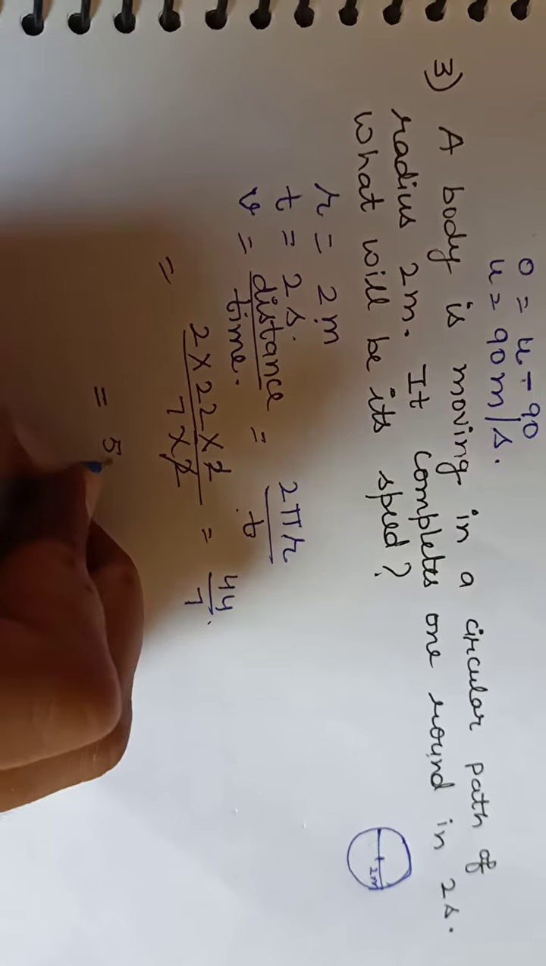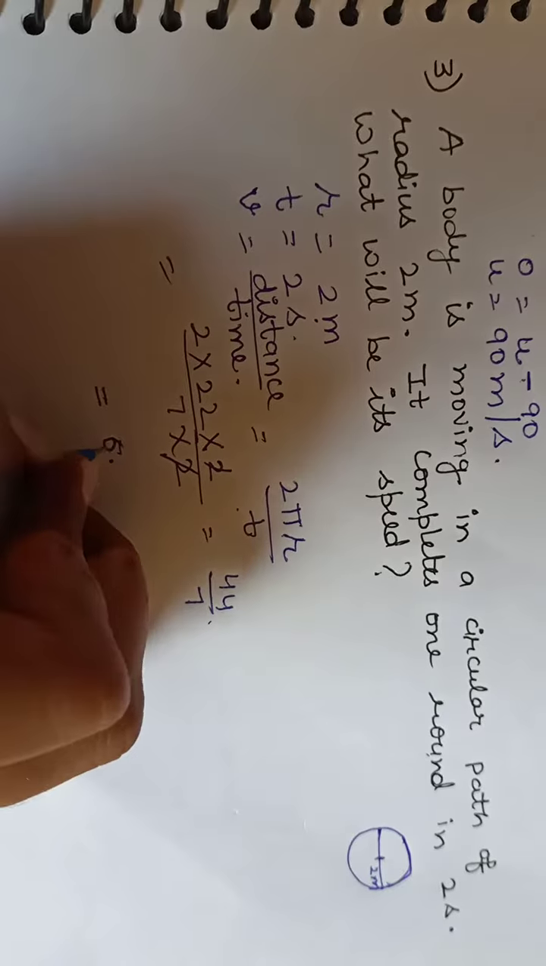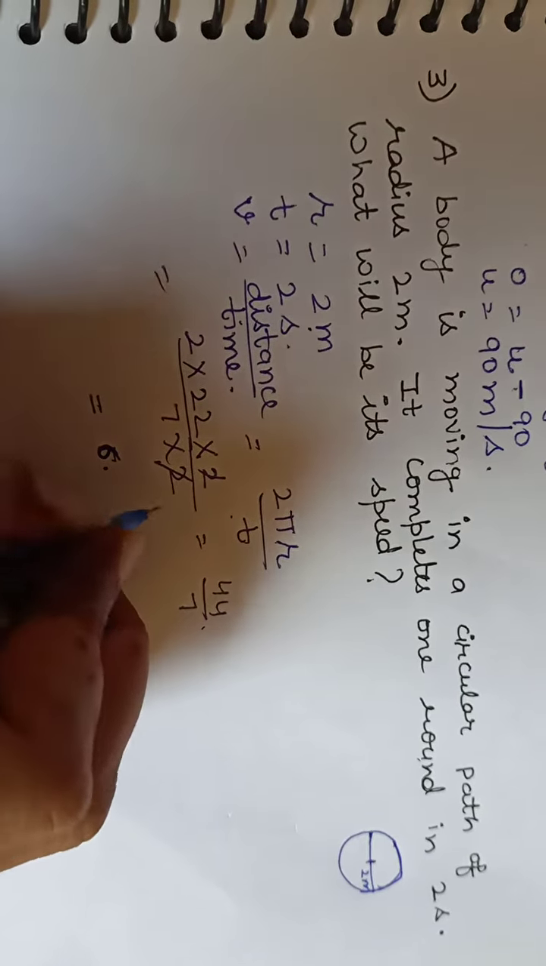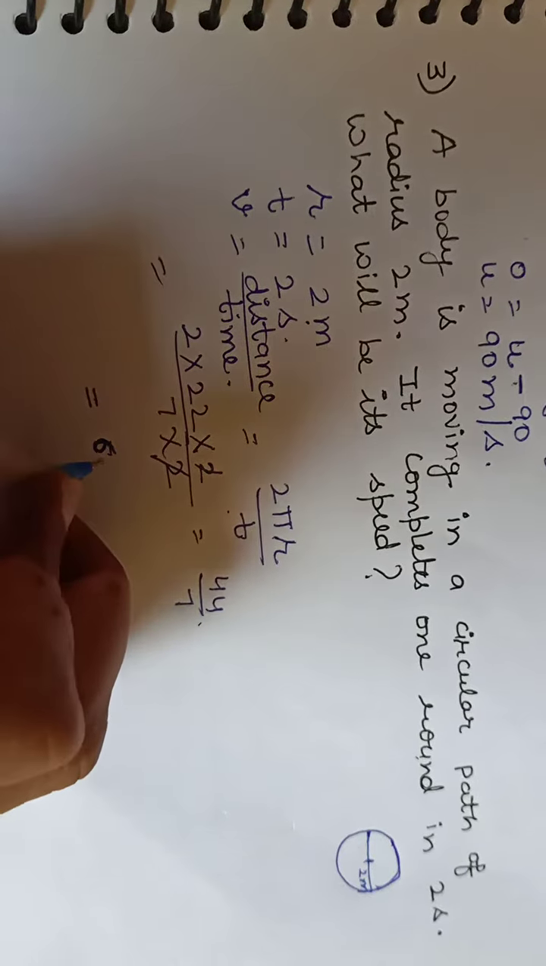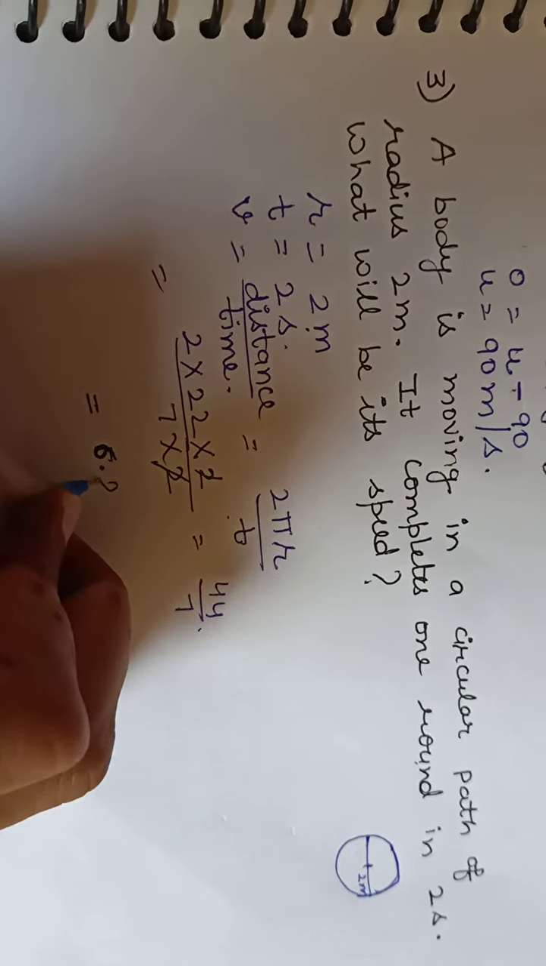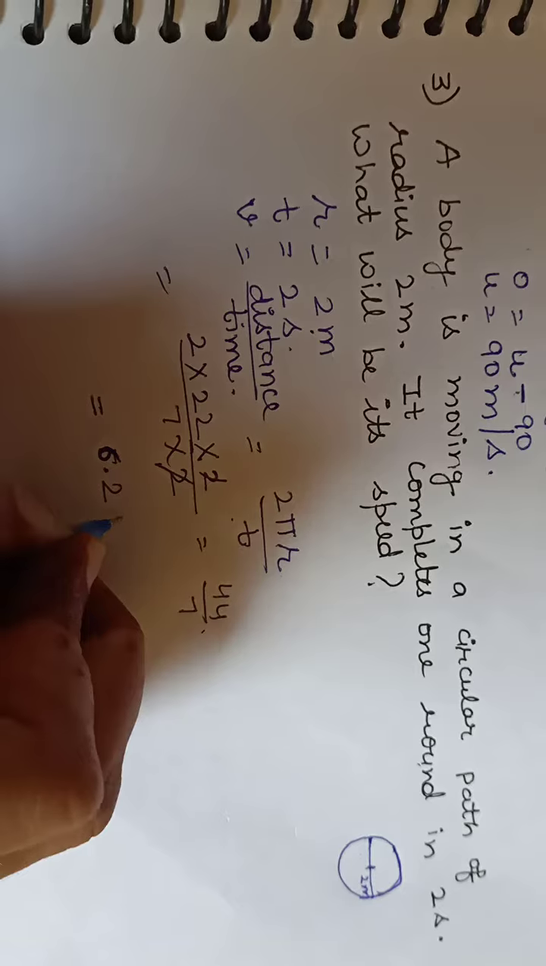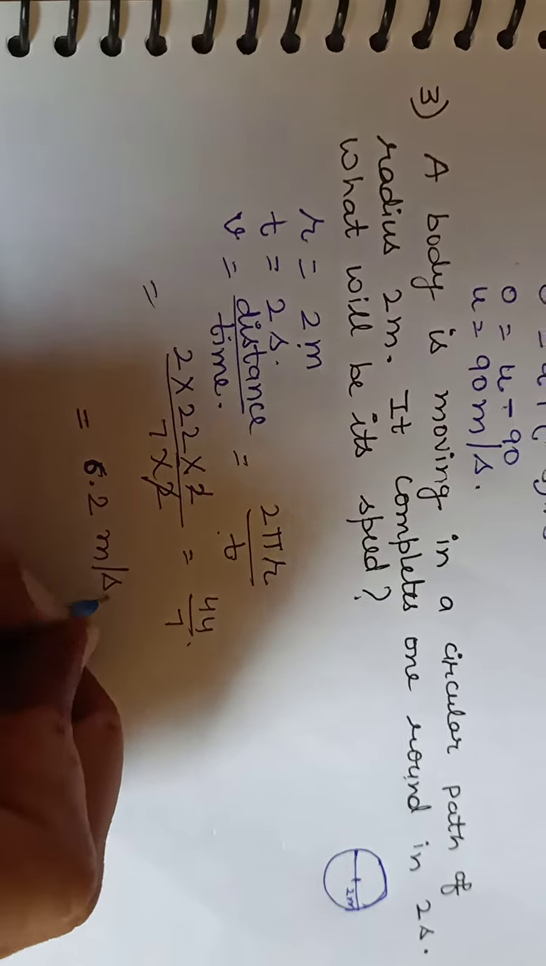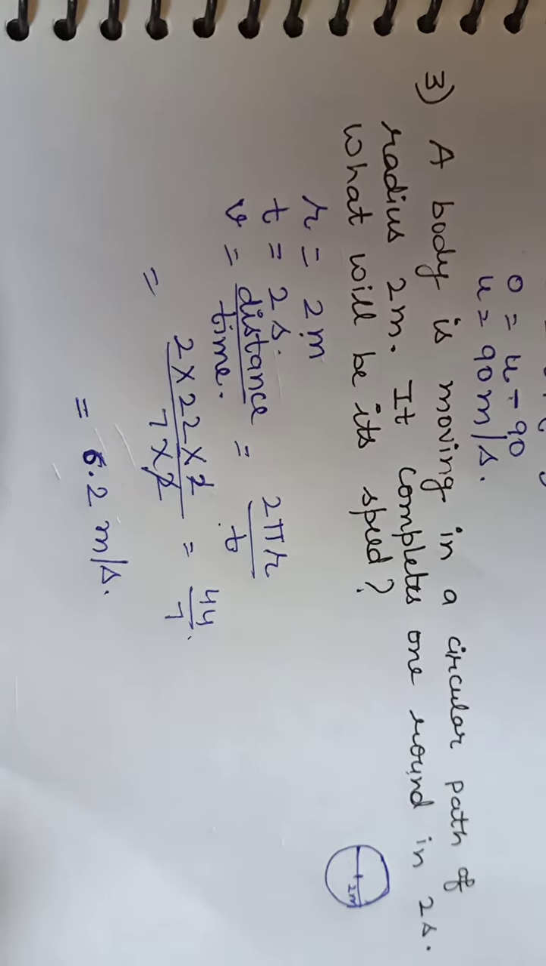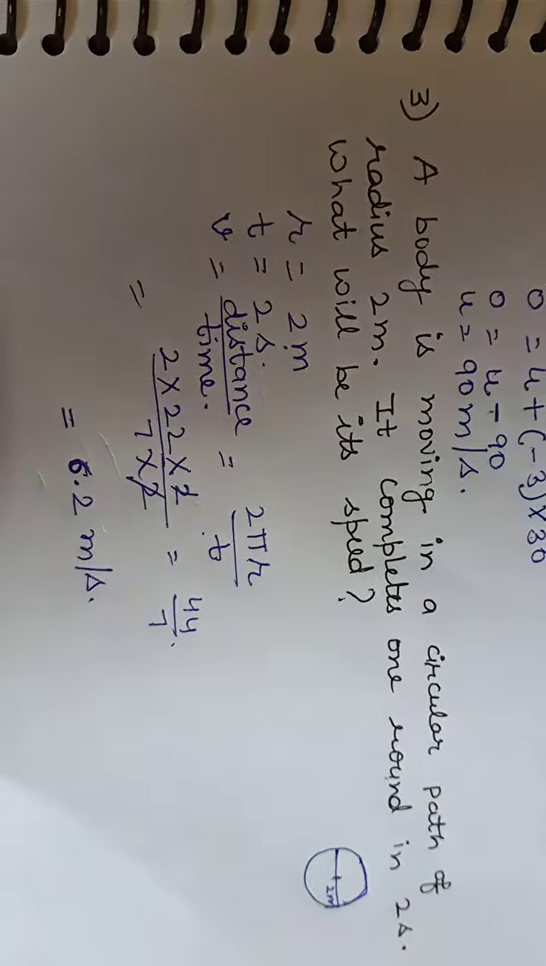7 5s are 35, 7 6s are 42, remainder 2, 7 2s are 14. 6.2 meter per second. So this is the third question.